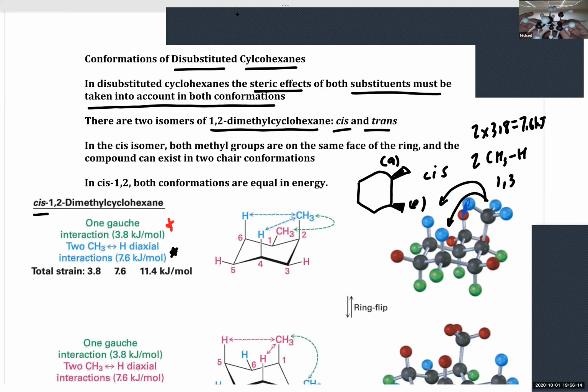Okay, now, where's this gauche interaction coming from? Well, if we look down this carbon-carbon bond, using our eyes and looking down this carbon-carbon bond, what we see is that we have a methyl group pointing up. We have the hydrogen and we have the rest of our ring.